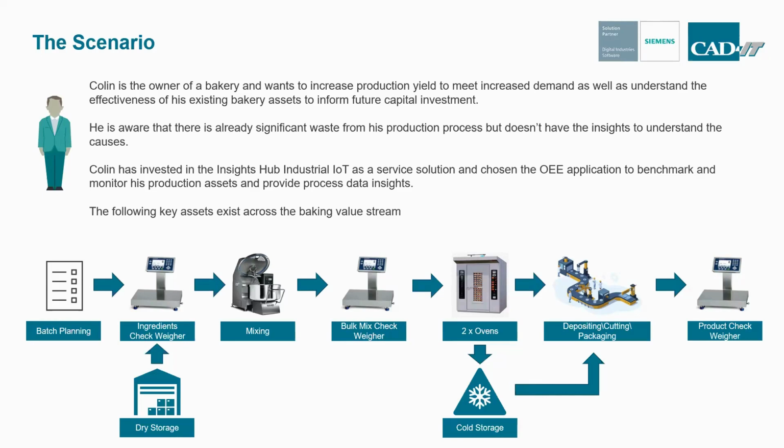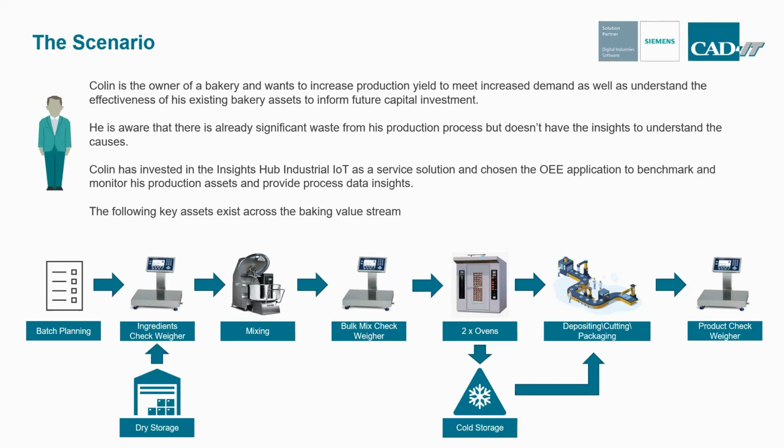And what we've really done here is picked out the key assets that actually exist across that bakery value stream. So there is a series of batch planning exercises that go on based upon recipes for different products that are baked. But the key areas of production are really centered around the ingredients that get weighed and then mixed at the mixing process. Those bulk mixers are then weighed again to make sure they meet the spec for the recipe. They're then baked in ovens. You can see that at various stages, the ingredients are coming out of dry storage or then being placed in cold storage to be reused later.